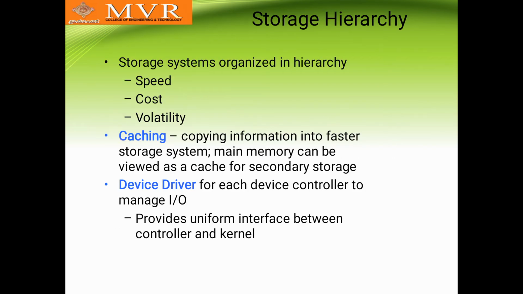And storage hierarchy. In this storage hierarchy, the system is organized based on speed and cost. Caching means a very fast storage memory compared to other memory. Main memory can be viewed as a cache for secondary memory. And a device driver for each device controller manages I/O, and it provides a uniform interface between the controller and the kernel.